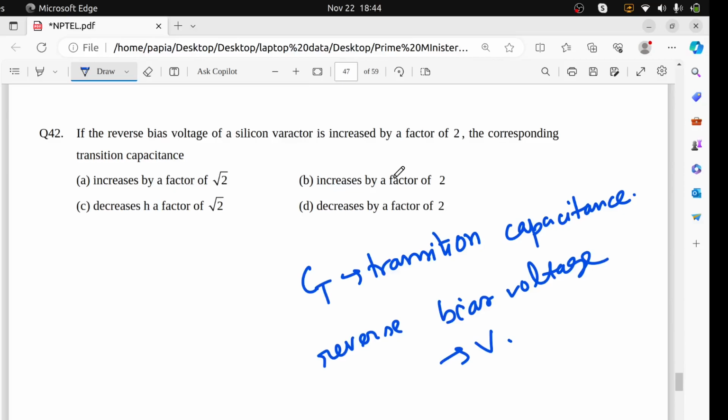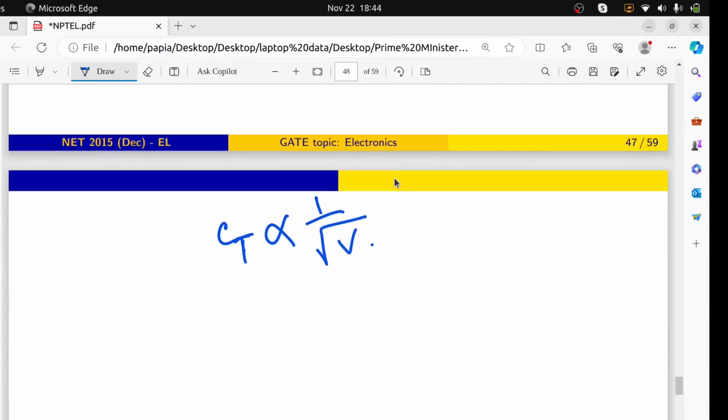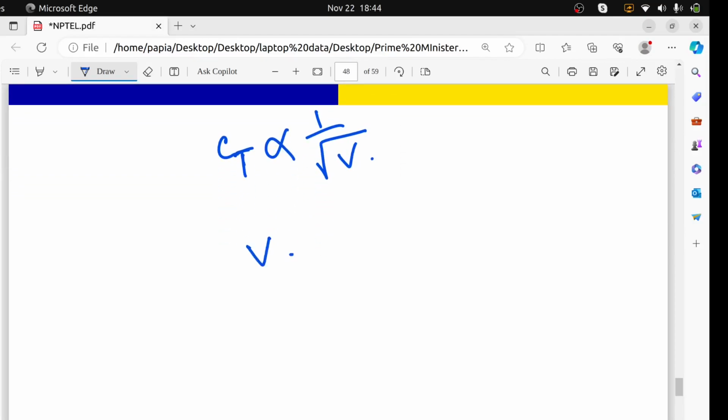What is the question basically? The question is telling that the reverse voltage of a silicon reactor is increased by a factor of 2. If it is doing so, then what will be the change in the transition capacitance? And I have the expression CT varies as 1 by root over V. Now you have to tell me what will be the change in CT if I change the V by a factor of 2. I will give you 3 minutes. I think you understand the question. The question is nothing but V is going to 2V, then what will be the change in CT?